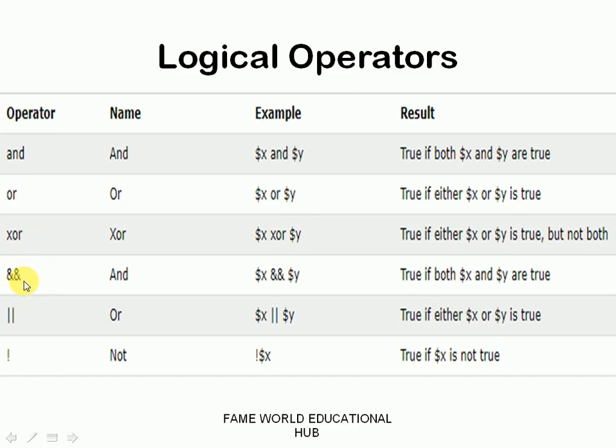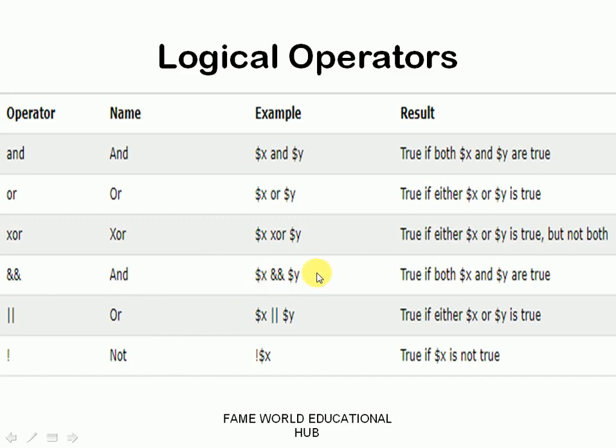Again, you can see here the double ampersand symbol is used for AND, the double pipe symbol is used for OR, and this exclamation mark, which I talked about in the previous slides when I was telling about the comparison operators, the relational operators, is used for NOT. So these two work similar to AND and OR. So we can use the double ampersand symbol in the case of AND and the double pipe symbol for OR.